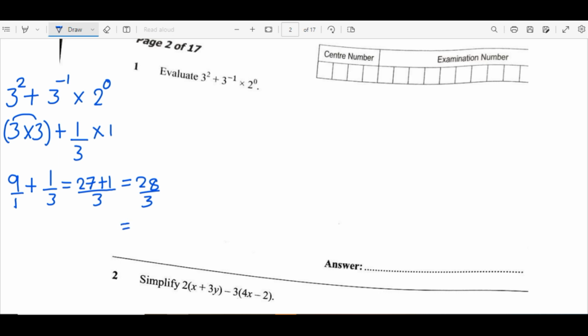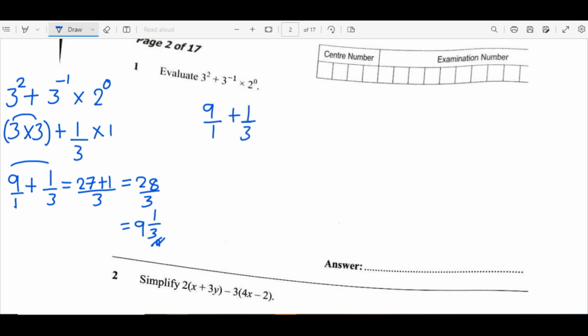But if we want to leave it as a mixed fraction, we'll say 3 into 27 will give us 9, remainder 1 over 3. Then there is another way in which we can handle this part here. We said we have 9 over 1 plus 1 over 3.